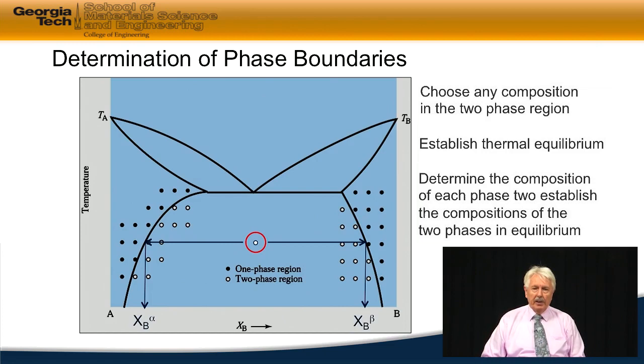And what we have again is the fact that at the boundaries we have the amount of B that is in the alpha phase and the amount of B that's in the beta phase. And again, increasing or decreasing the temperature will move those points, and we can therefore set the boundaries using that single alloy.